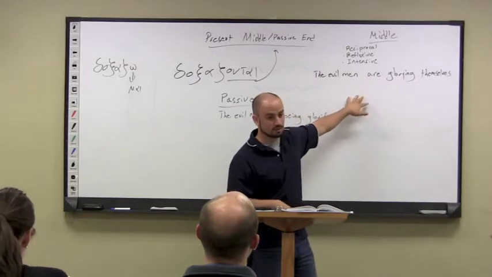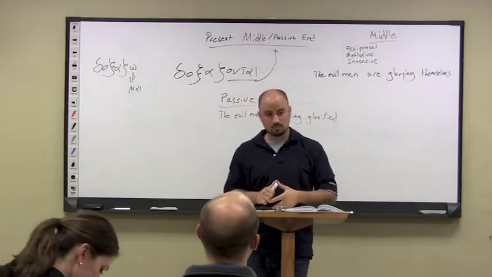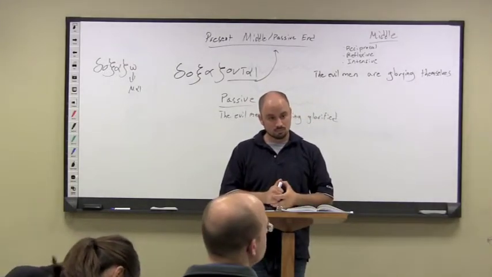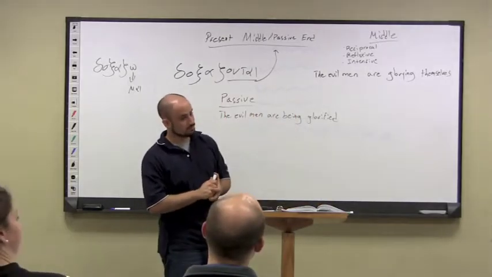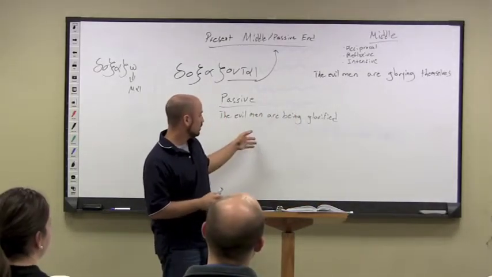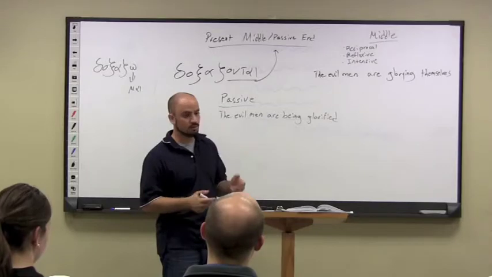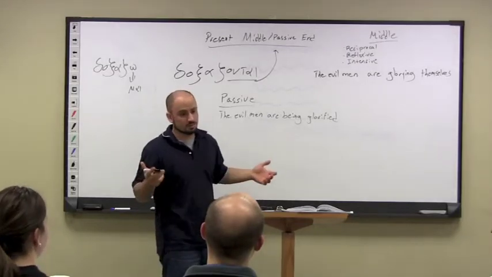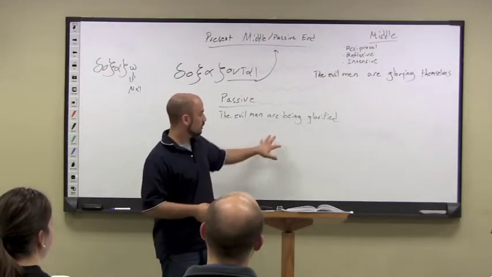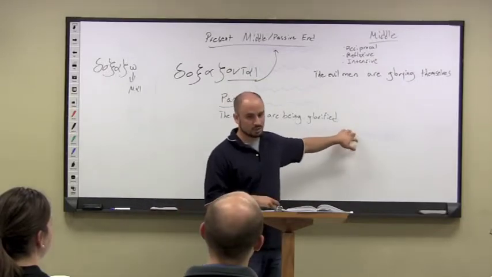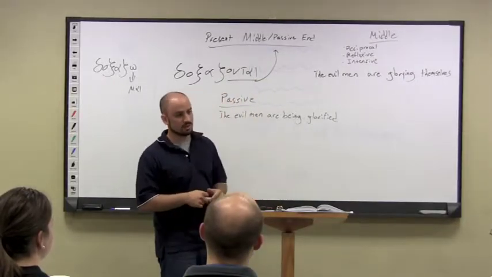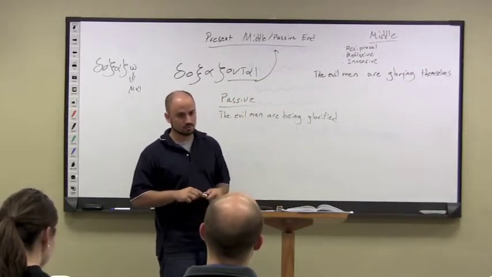But it's not always solid to say, if you're missing the object, consider it reflexive. Not always. Oh, okay. No. Because we can just say that men are being glorified, and they think well of themselves. We don't necessarily have to have the object of the glorifying specified in a passive construction.